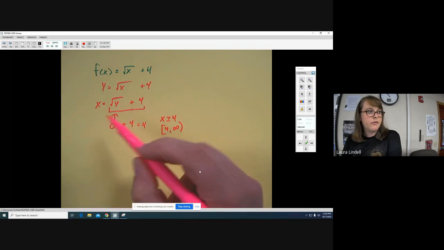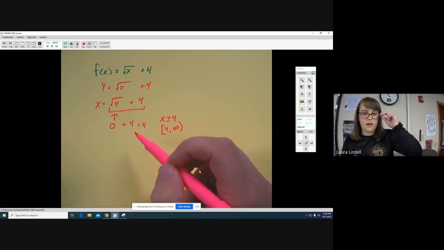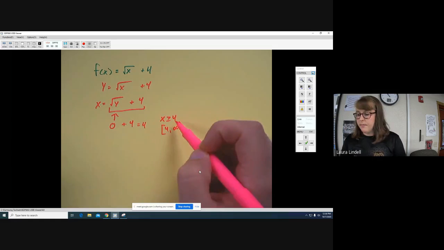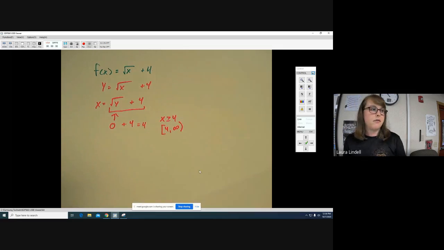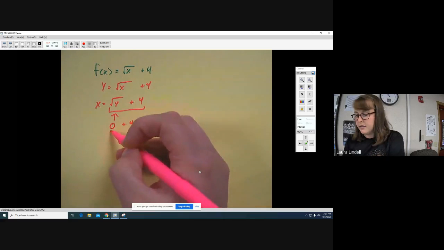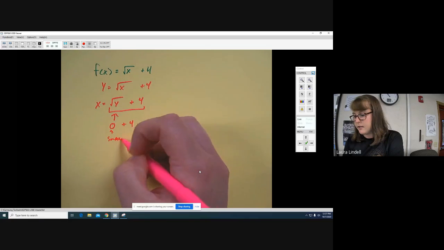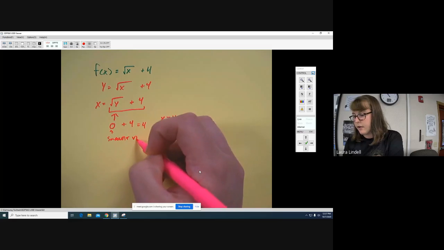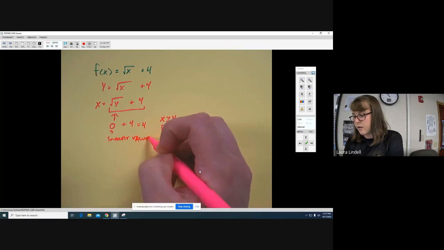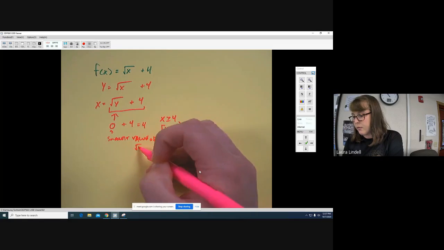So before I solve for my inverse, this would be my domain for my inverse. Because 0 is the smallest value of the square root of y.